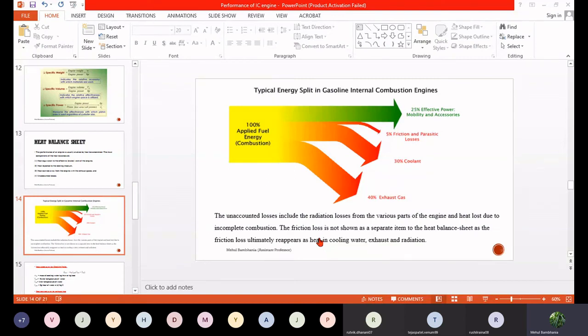So let's stop at this point. Next time we will continue with this topic only and explore more detailed performance parameters and solve certain numericals based on that.